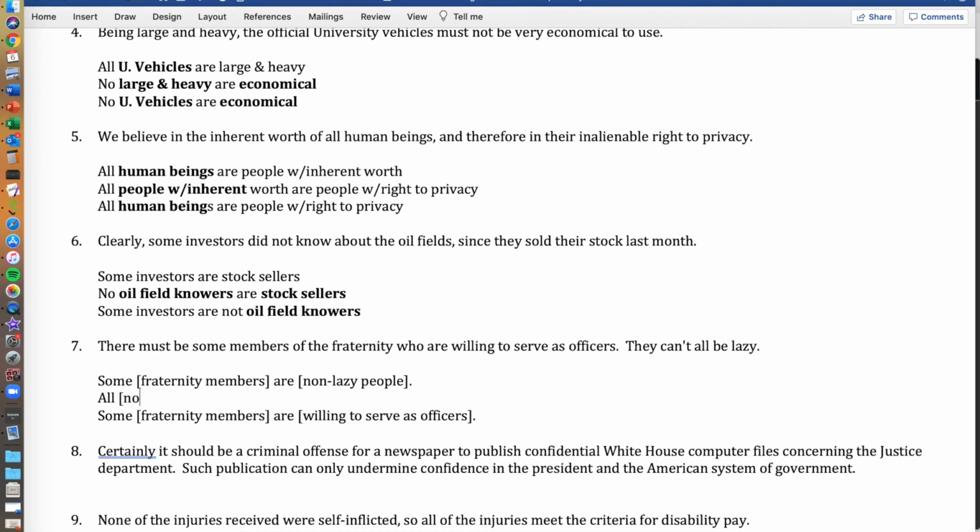So it's all non-lazy people are. Then I can turn to the end terms. Fraternity members also already appears twice. In the conclusion, it's not distributed because it's subject of a particular. And in the first premise, it's not distributed because it's also subject of a particular. And that's equal distribution. That's fine.